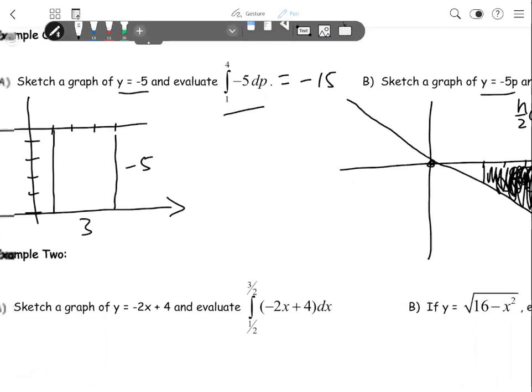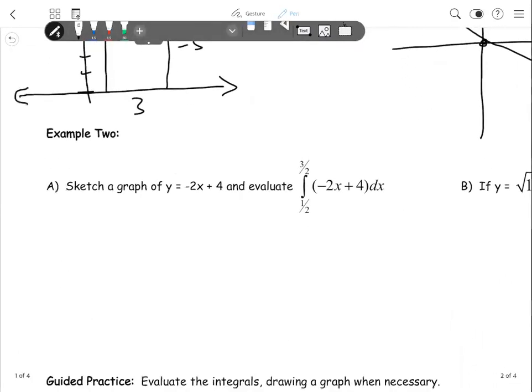So on the next one, it is similar to the one that we just did. It says sketch a graph of y equals -2x plus 4 and evaluate the integral from 1/2 to 3/2 of -2x plus 4 dx. So let's sketch the graph. I have a y-intercept of 4. So it's going to cross the y-axis at 4. I have a slope of -2.